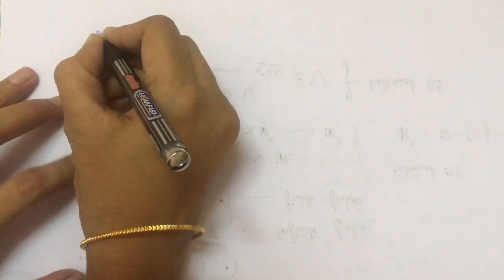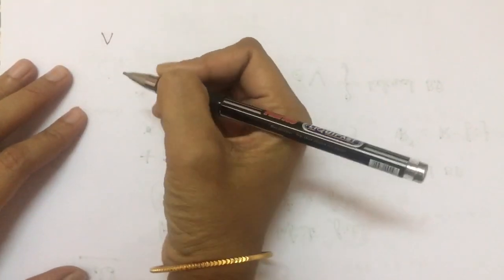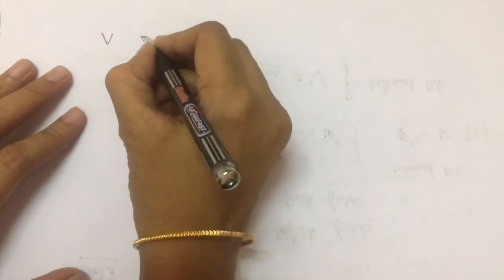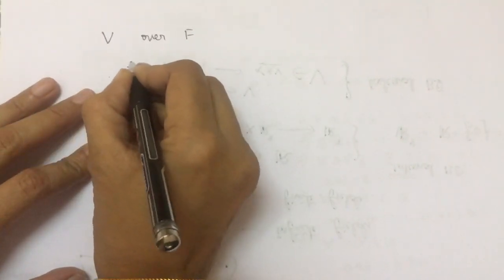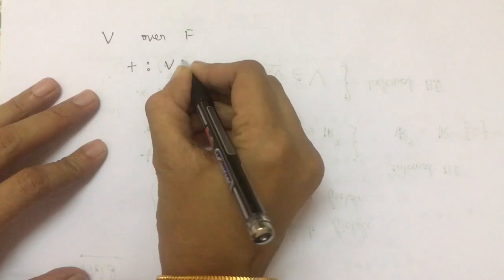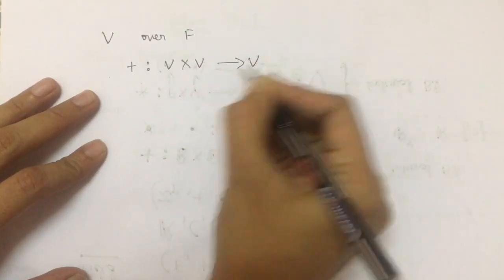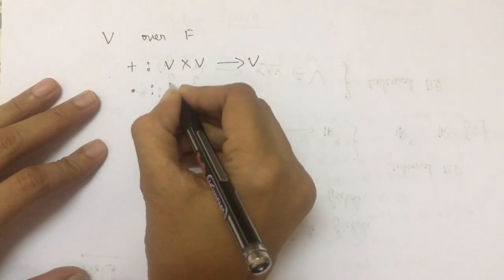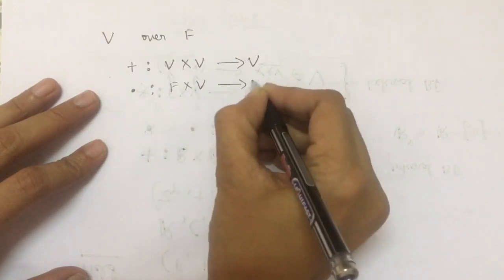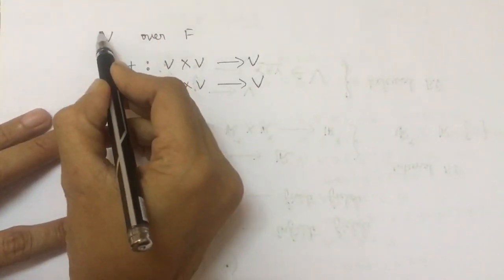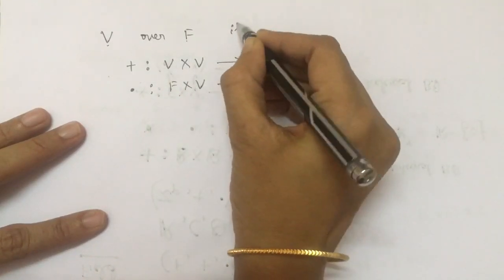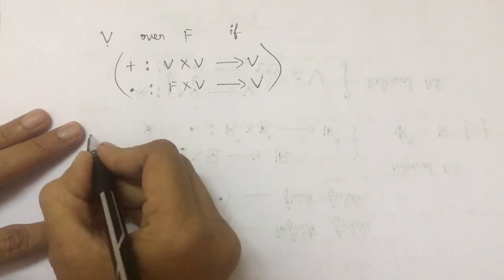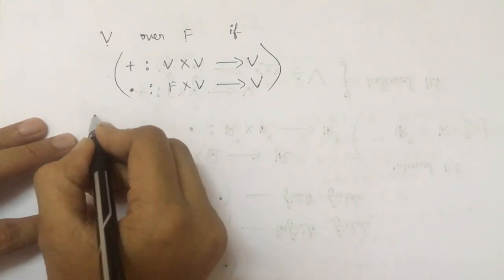What is a vector space? A nonempty set V is said to be a vector space over a field F if addition is defined as V cross V to V, and multiplication is defined as F cross V to V, and it satisfies the following conditions.